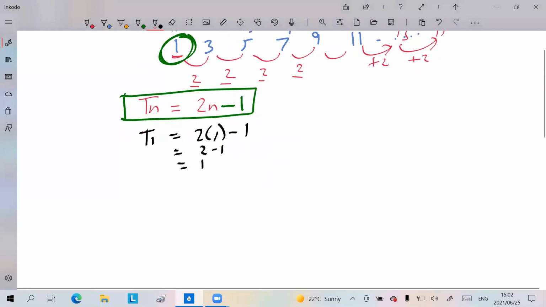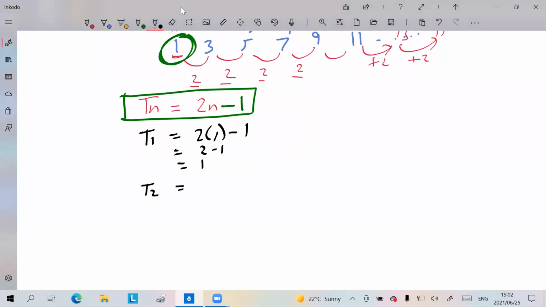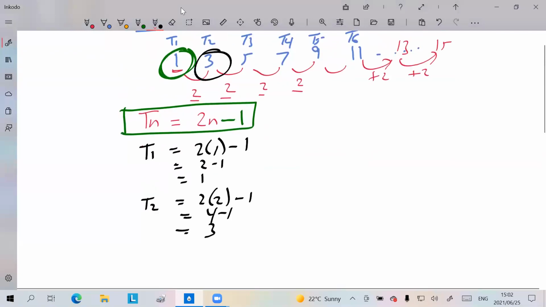That's what I want. If you're not sure if it works, try the next one. T2 is equal to 2, in the place of the n, put 2, minus 1, which is 4 minus 1, which is 3. And look at it, I have 3. That's what I want. That's how I know my formula is correct. Sometimes you just do trial and error if you're not sure. All right, let's take another example very quickly.